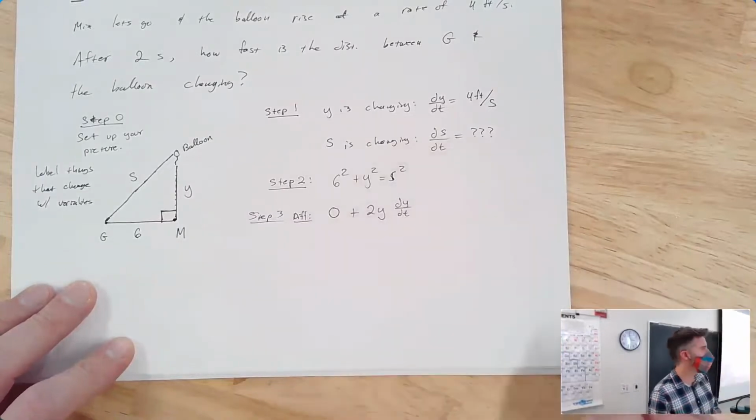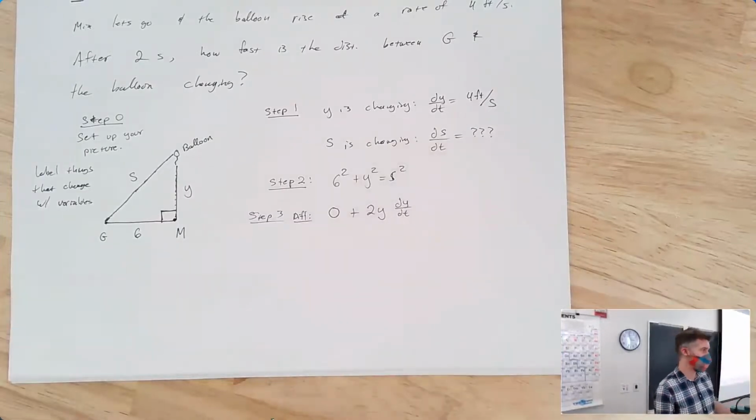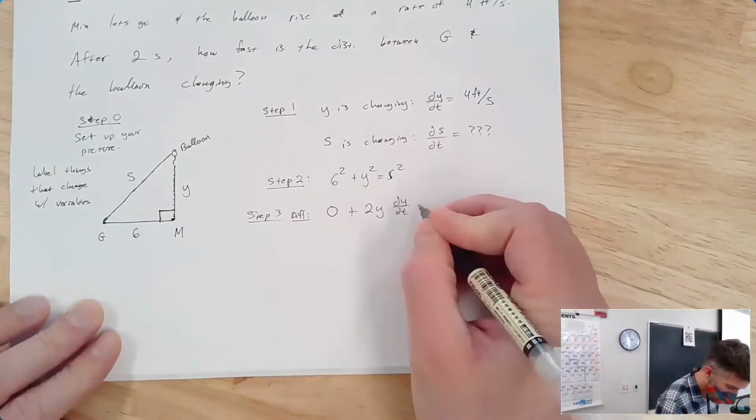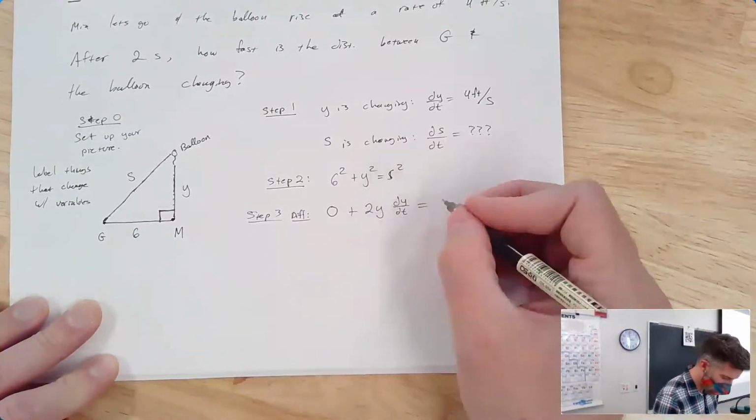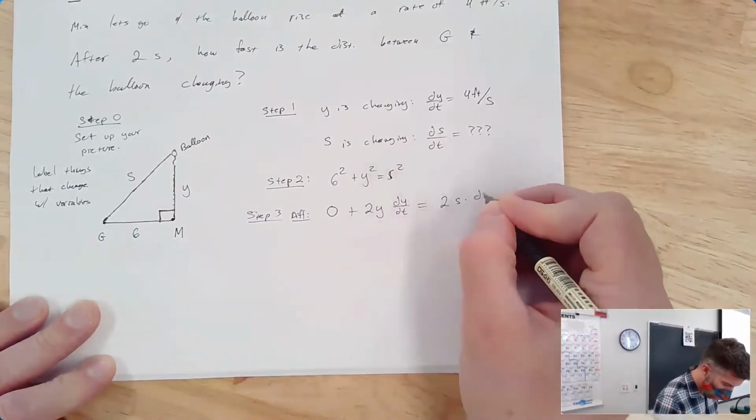You can say y prime, but really I will say most of the time when people do related rates, they really do write it as dy/dt. I don't know why specifically for related rates, it just is what people do. And then the derivative of s squared is 2s ds/dt.